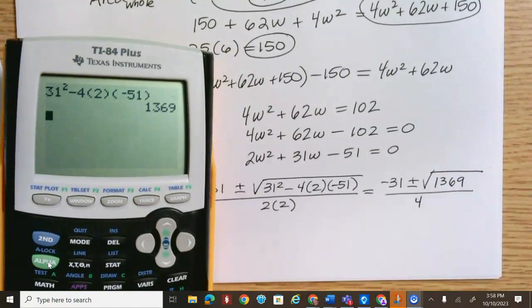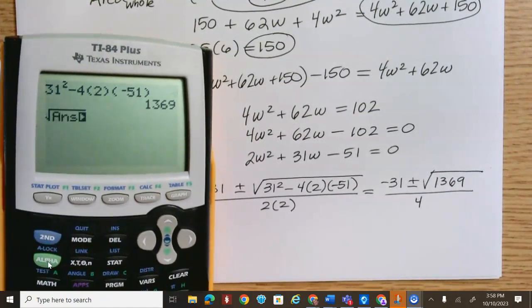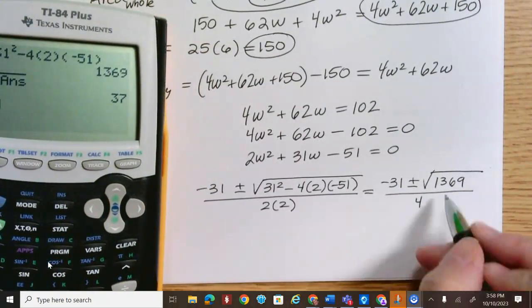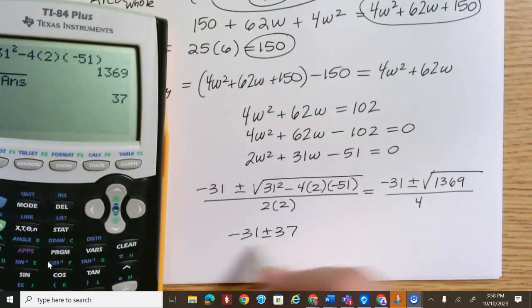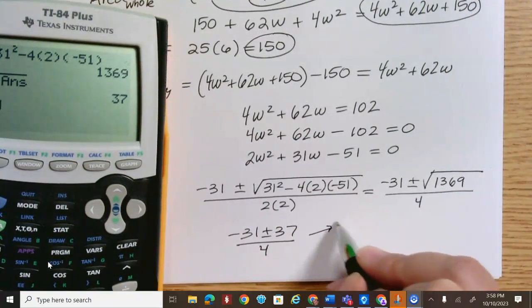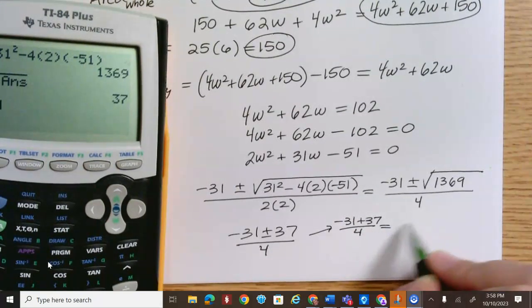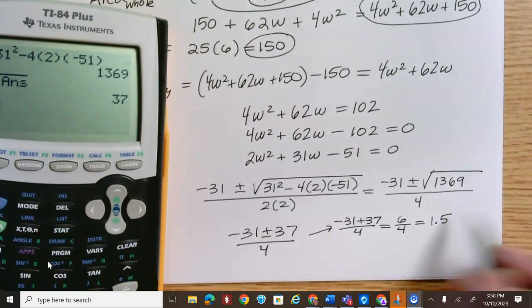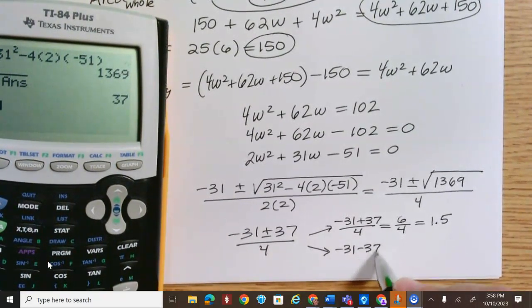2 times 2 is 4. Let's see if this is a perfect square. It is. That's the square of 37. So I get negative 31 plus or minus 37 all over 4. So that gives me 2 answers. Negative 31 plus 37 all over 4. That is 6 over 4, which is 1.5. Or negative 31 minus 37 all over 4.